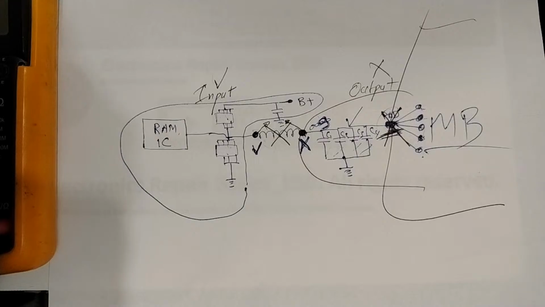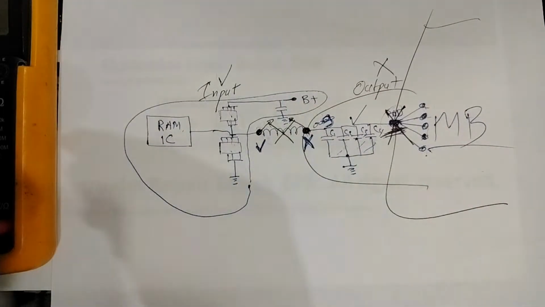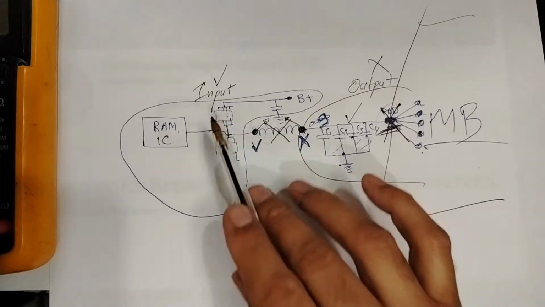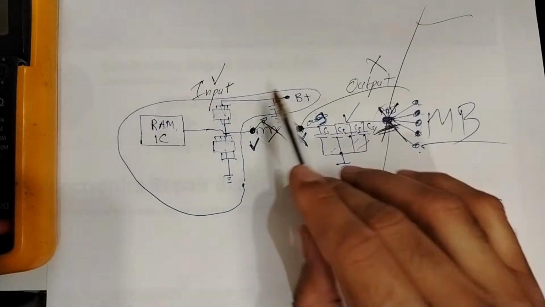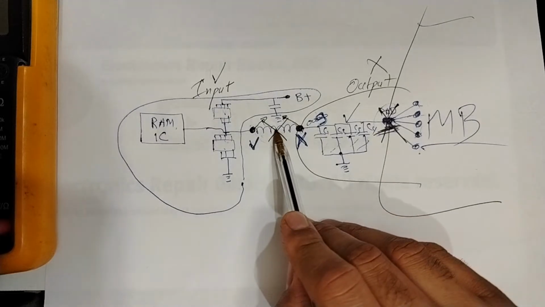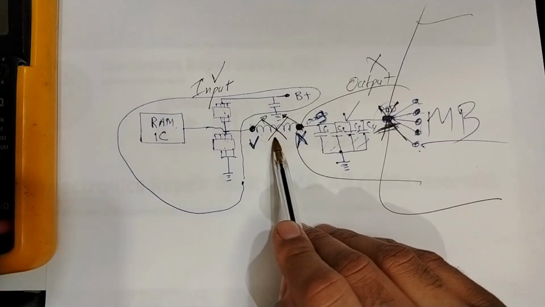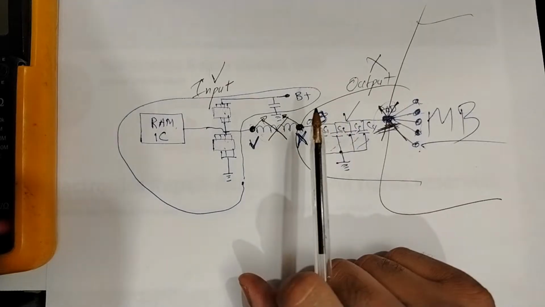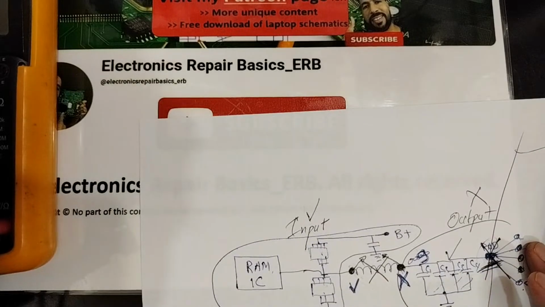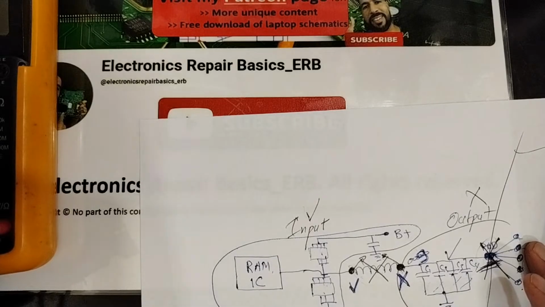I will repeat: if you encounter this kind of short, will you remove MOSFETs, ICs, capacitors and check, or did you know about this process before? For me, I never saw someone explain the process like this. This is exclusive for Electronic Repair Basics.